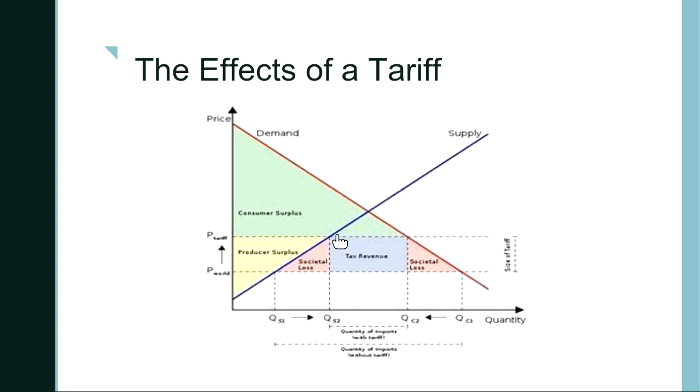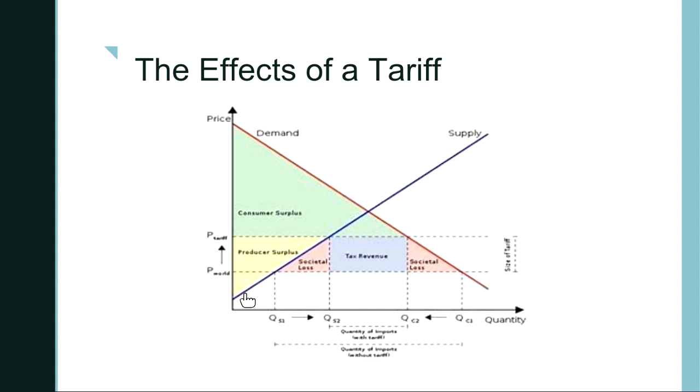And it creates another loss. So this triangle in here, this red societal loss, tells us how much is lost due to the fact that domestically produced avocados have replaced cheaper avocados we used to import. Now, the end result is that, remember, the difference between the price of the tariff and the price of the world, this was the size of our tariff.